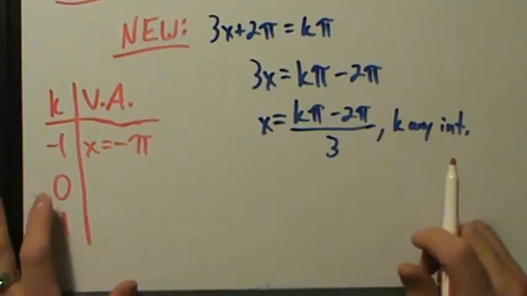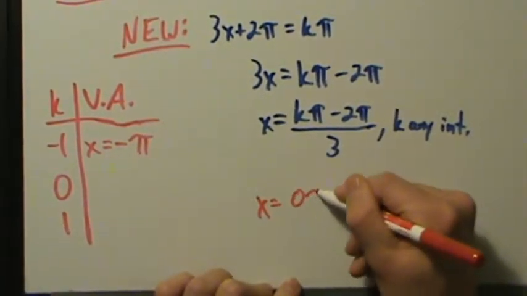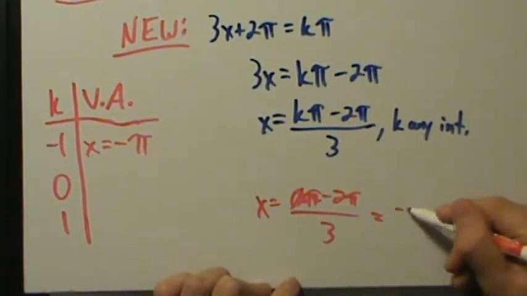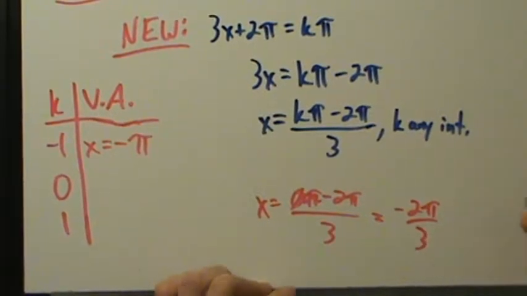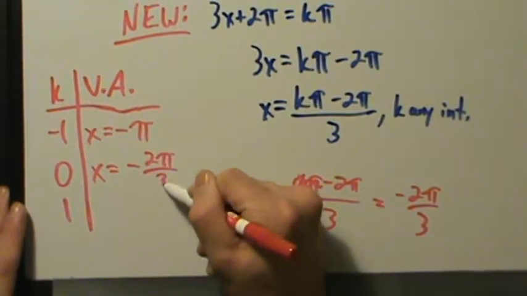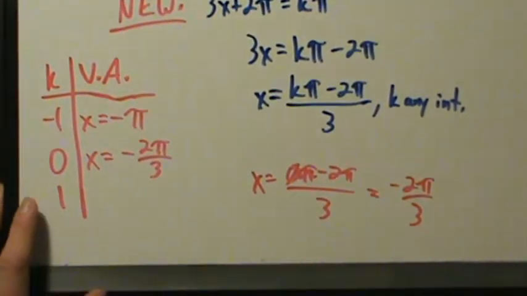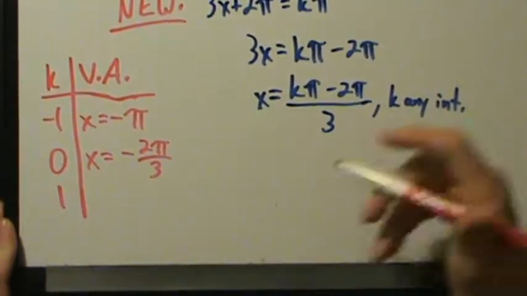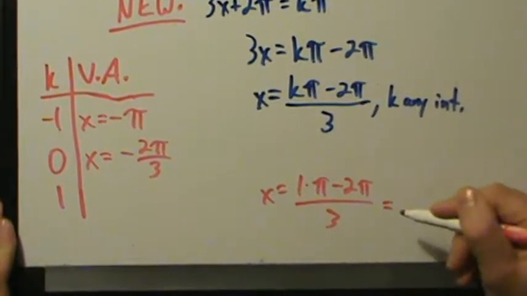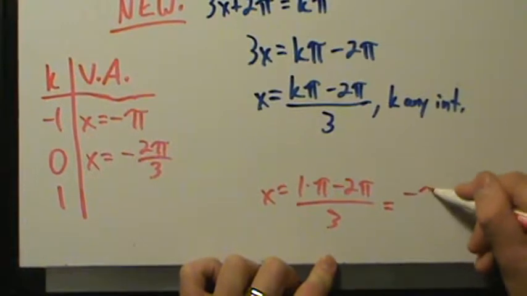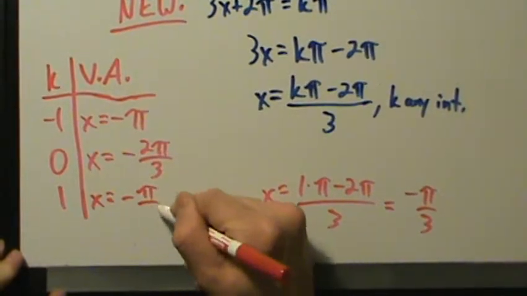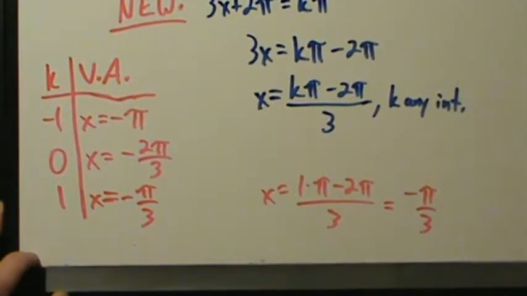Okay, so what about when k is 0? When k is 0, we have x equals 0 pi minus 2 pi all over 3. 0 pi is just 0, so this is -2 pi over 3. Okay, so x equals -2 pi over 3. Okay, now what about when k is 1? When k is 1, what do we have? We have x equals 1 times pi minus 2 pi all over 3. Pi minus 2 pi is negative pi, so this is negative pi over 3, and that's it. So x equals negative pi over 3. Ugh, not liking these numbers really.